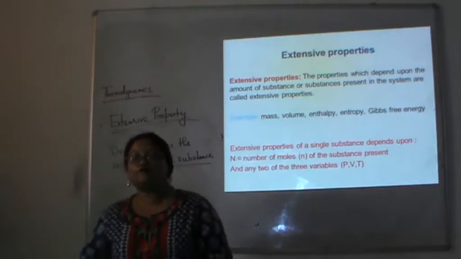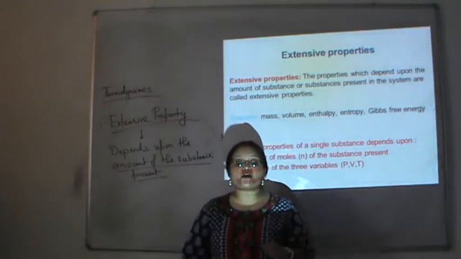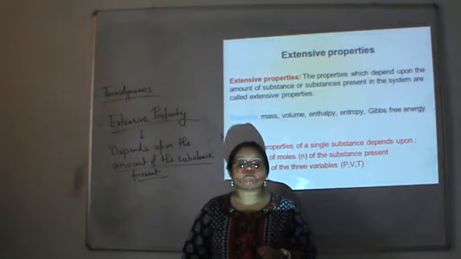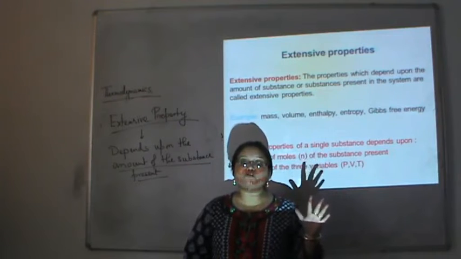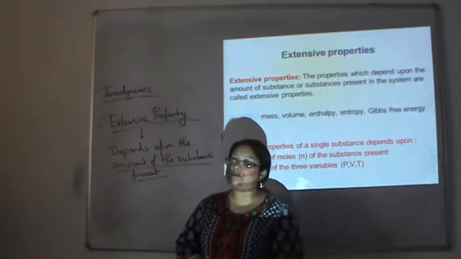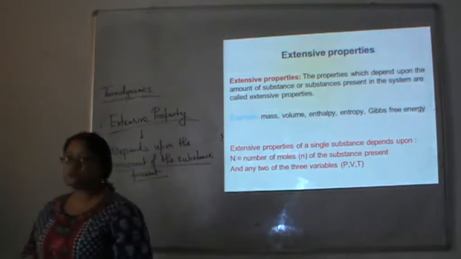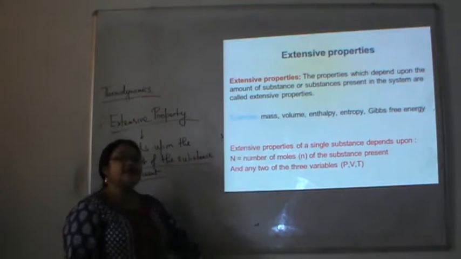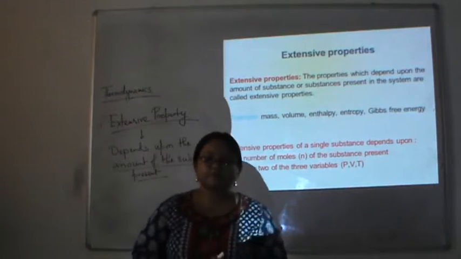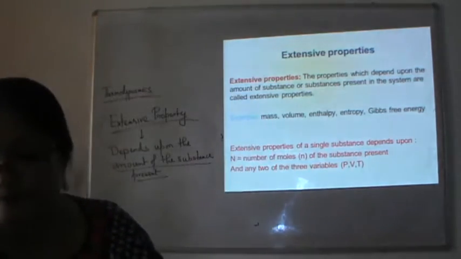Extensive properties of a single substance depend upon the number of moles present. So, it depends upon the number of moles present. Extensive properties depend upon the amount of the substance present. The examples are mass, volume, enthalpy, entropy, and Gibbs free energy. Now, next is intensive property.